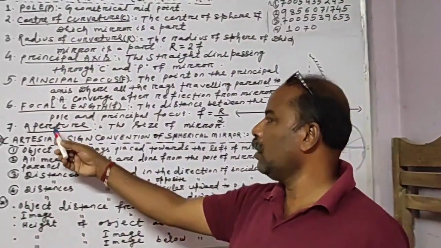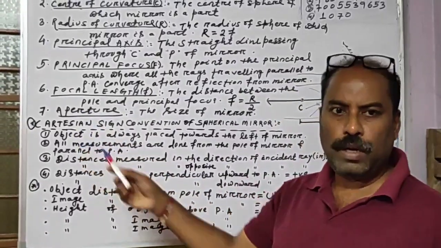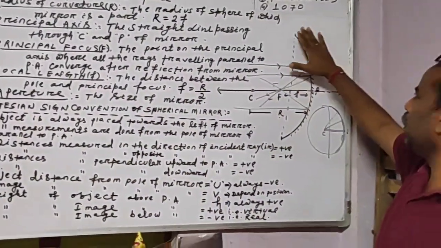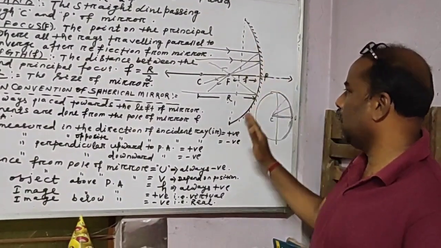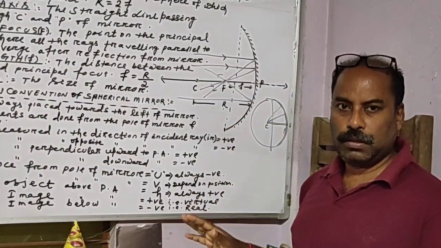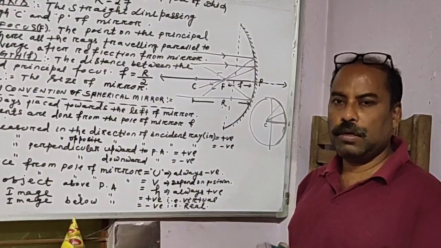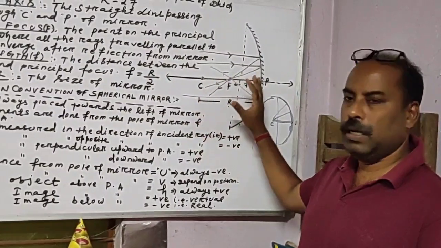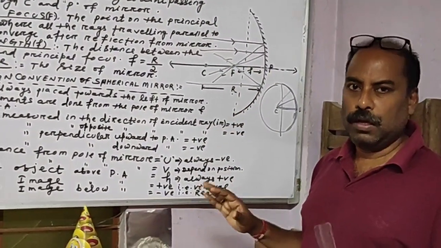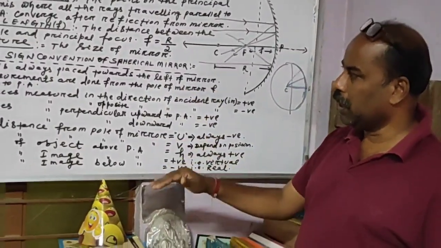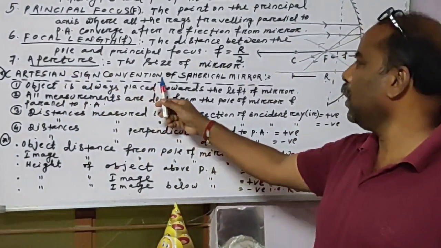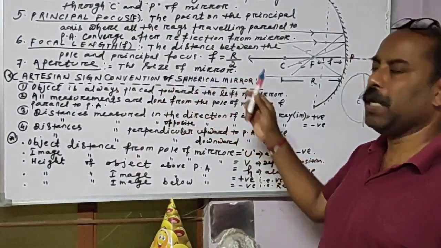Now, we'll come to the last term, that is aperture. What do you mean by aperture? The size of the mirror. I have seen the mirror is from here to here. This is the size. The size of the mirror is generally known as aperture of the mirror. So these are the major basic points related to the spherical mirror. I think clear about? Let us come to another part, that is called Cartesian sign convention of spherical mirror.